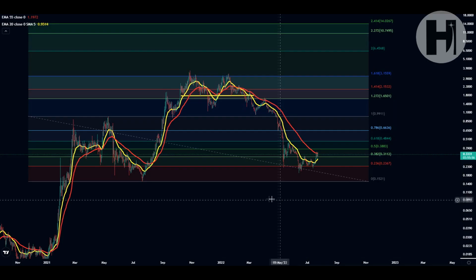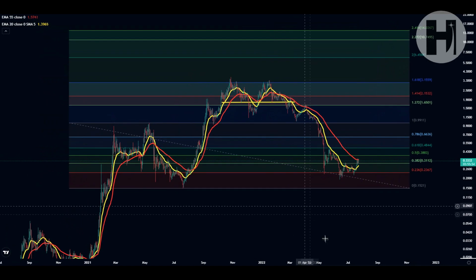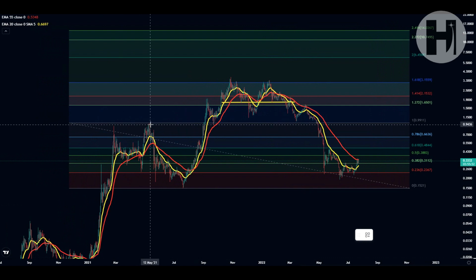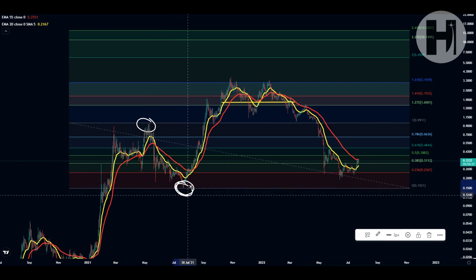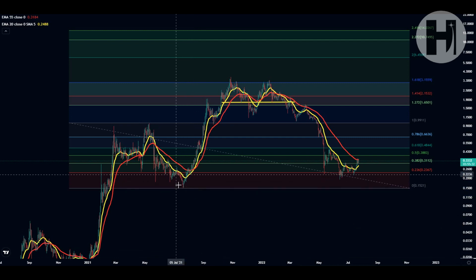Now jumping into the daily chart. So I have set up a Fibonacci retracement here, and it is used with this swing high, okay, and with a swing low. So the swing high was printed back in May of 2021, and the swing low was printed in July of 2021. So basically this is the low that we printed last summer in 2021.